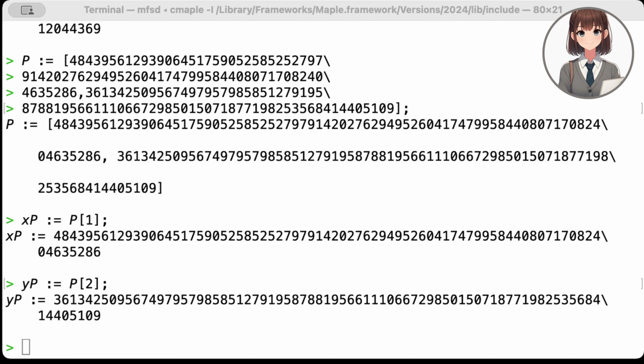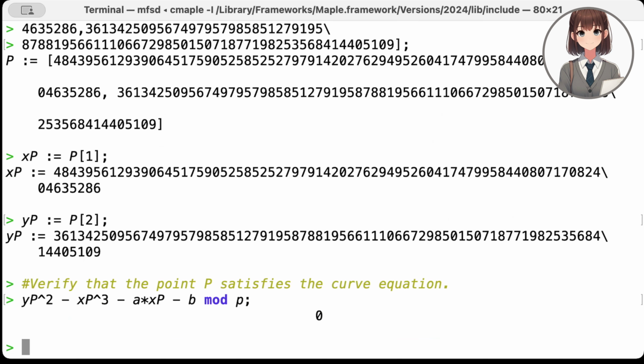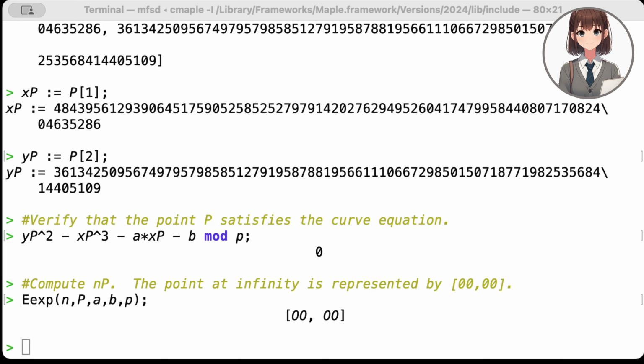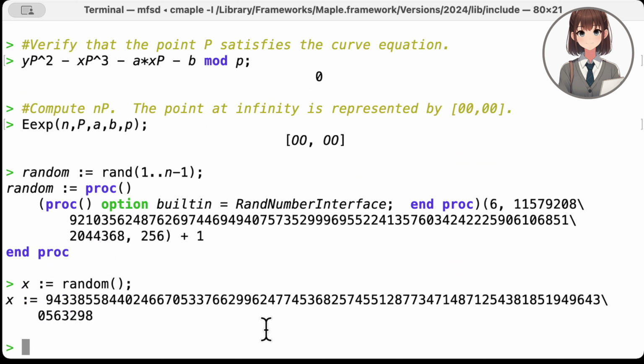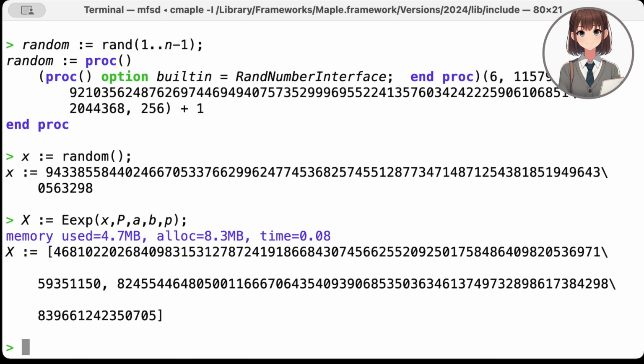I'll define xp and yp to be the x and y coordinates of P. We'll first check that xp and yp satisfy the equation of the elliptic curve, and also check that n times P is the point at infinity. The Maple routine random generates a random integer in the interval between 1 and n-1. So in ECDH, Alice generates a random number little x, computes the point capital X equals little x times P, and sends the point X to Bob.